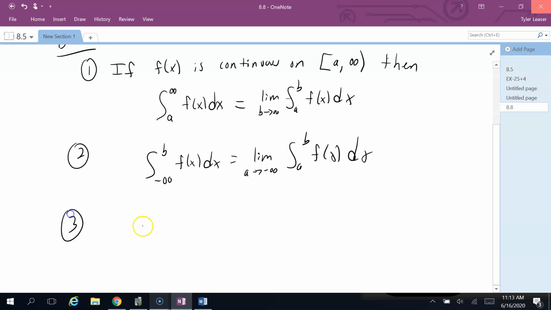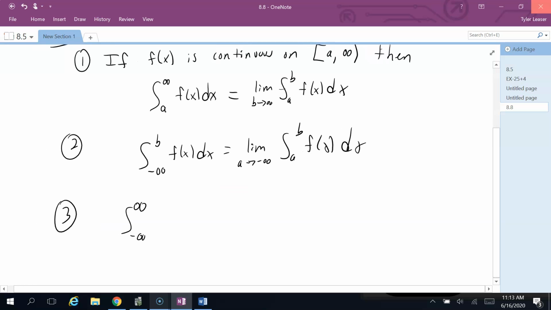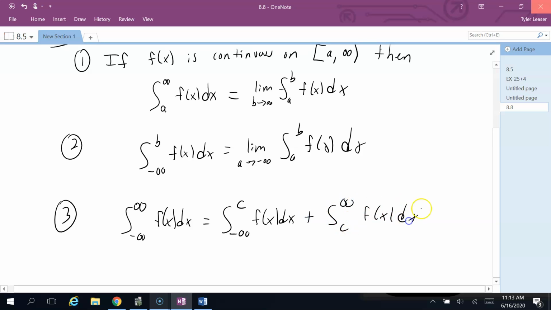The last kind of question you'll see is whenever you have an integral from negative infinity to positive infinity. For this one, what you're going to do is break it up. Find some location c where you can integrate from negative infinity to c over the function, plus integrating from c to infinity over the function. This is the additive rule for integrals that allows us to do that. I usually choose 0 for the c, but choose something that makes the most sense.